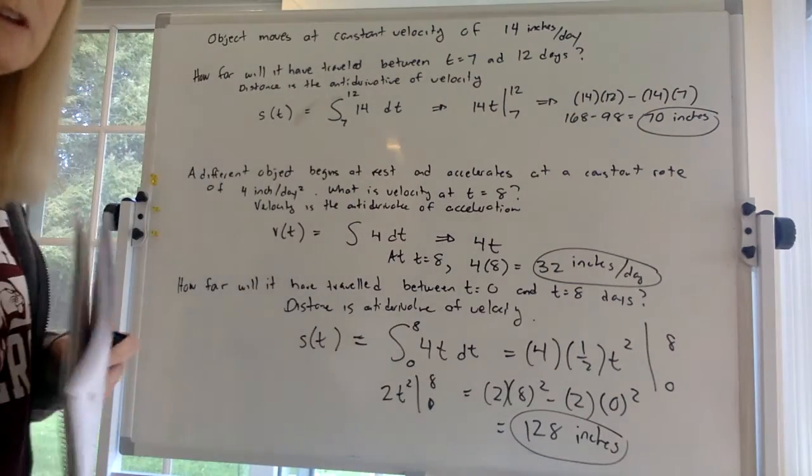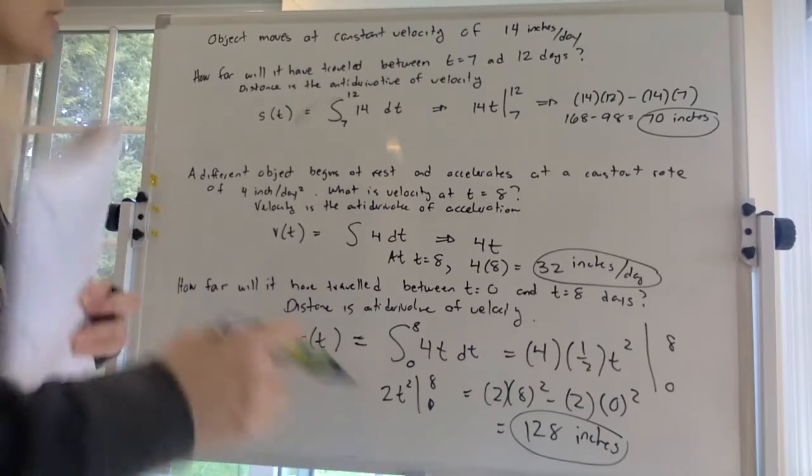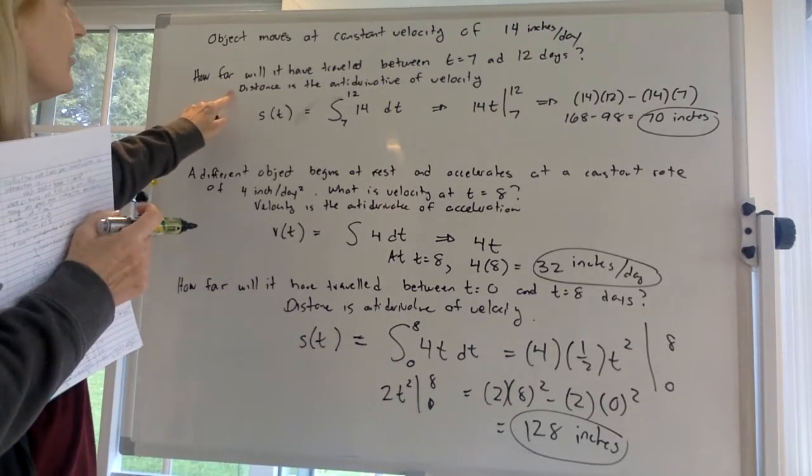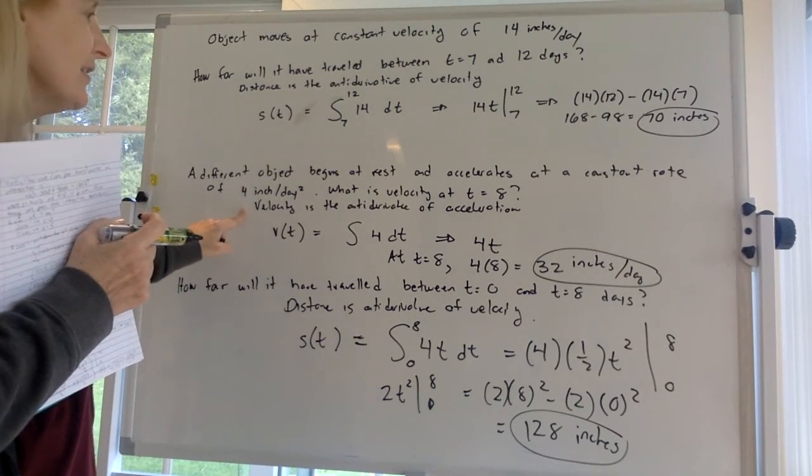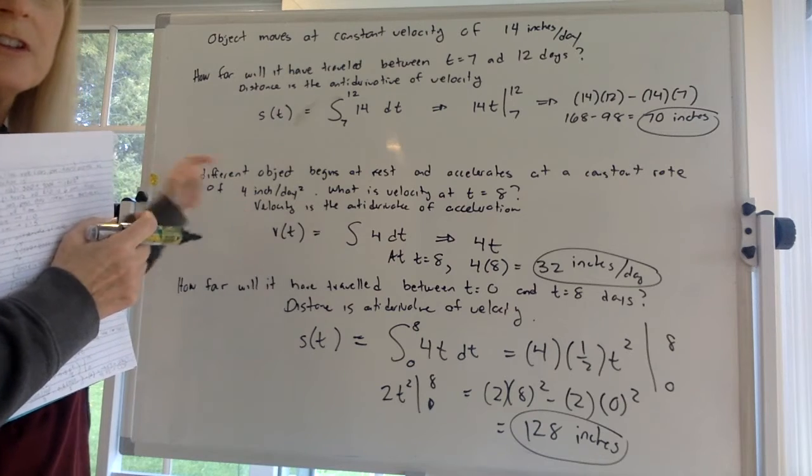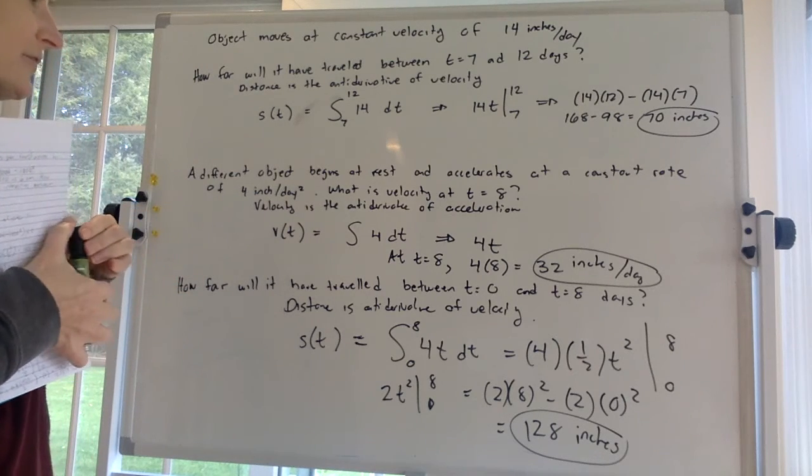Right? So basically you just have to know that distance is the antiderivative of velocity. Velocity is the antiderivative of acceleration. That's the main gist of this problem.